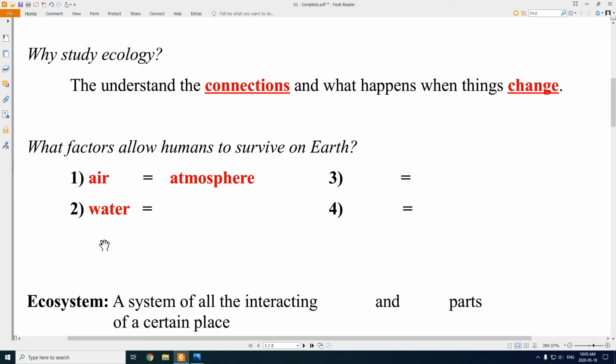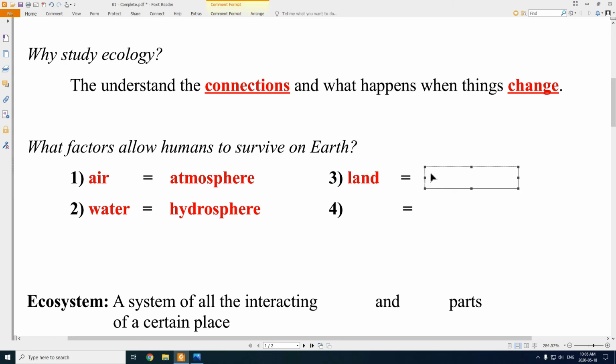Water, right? We also need water for humans to survive on Earth. So we call that the hydrosphere. So the hydrosphere includes all water on the Earth, whether it's an ocean, a lake, a river. We need some sort of land as well. So we call that the lithosphere. Right? And the lithosphere could be different types of land. It could be a fertile plain. It could be a large rocky mountain.